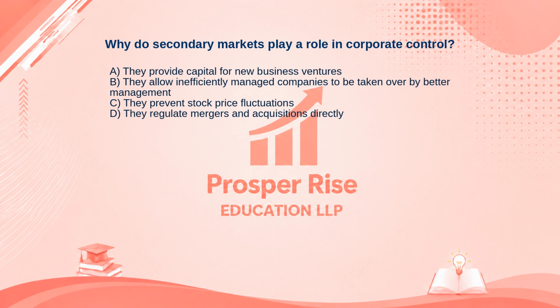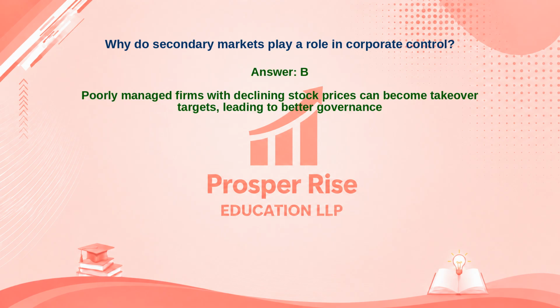Take a moment to pause the video and decide. The correct answer is option B. Let's see why. Poorly managed firms with declining stock prices can become takeover targets, leading to better governance.